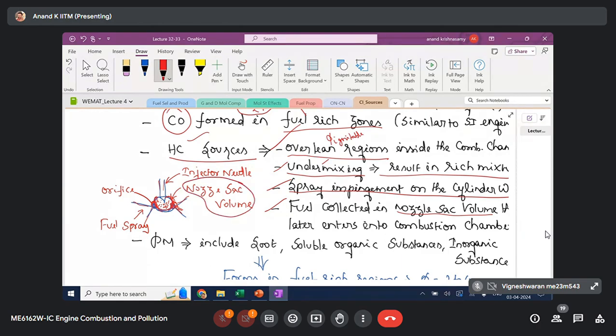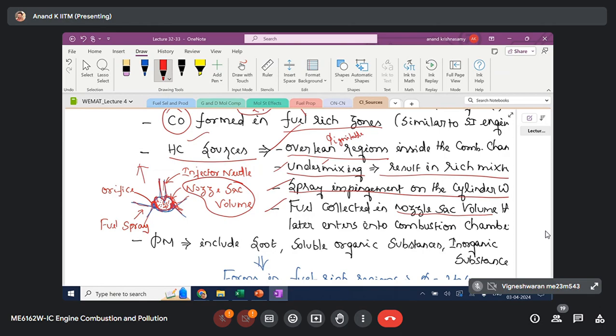This sac volume is provided for two reasons. One, it provides a surface for the needle to go and sit. Okay. So it provides a seat for the needle. The needle is normally in a closed position. Whenever you actuate this needle, it is going to lift and allow the fuel spray to get into the cylinder. Otherwise, it remains closed. So this sac volume provides a surface for the needle to get seated. That is reason number one.